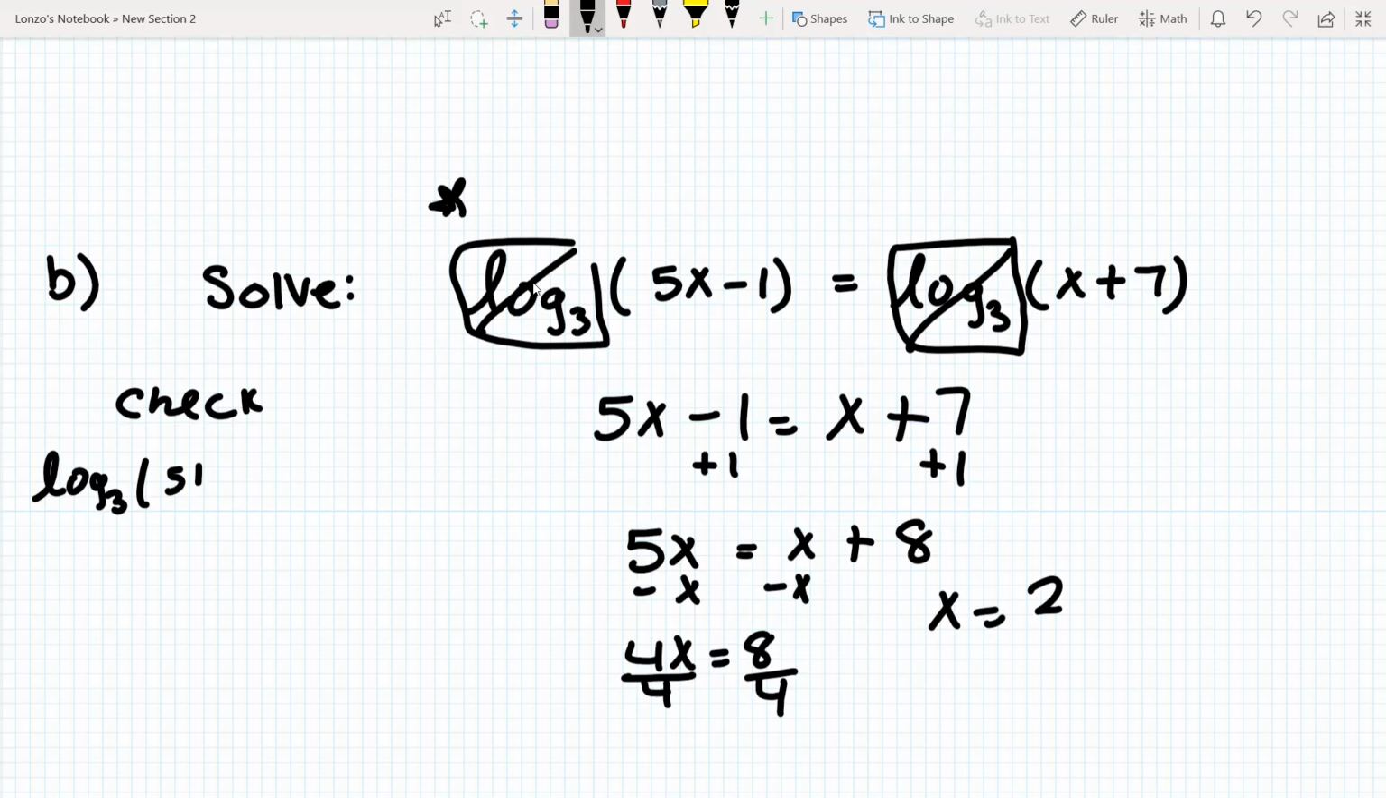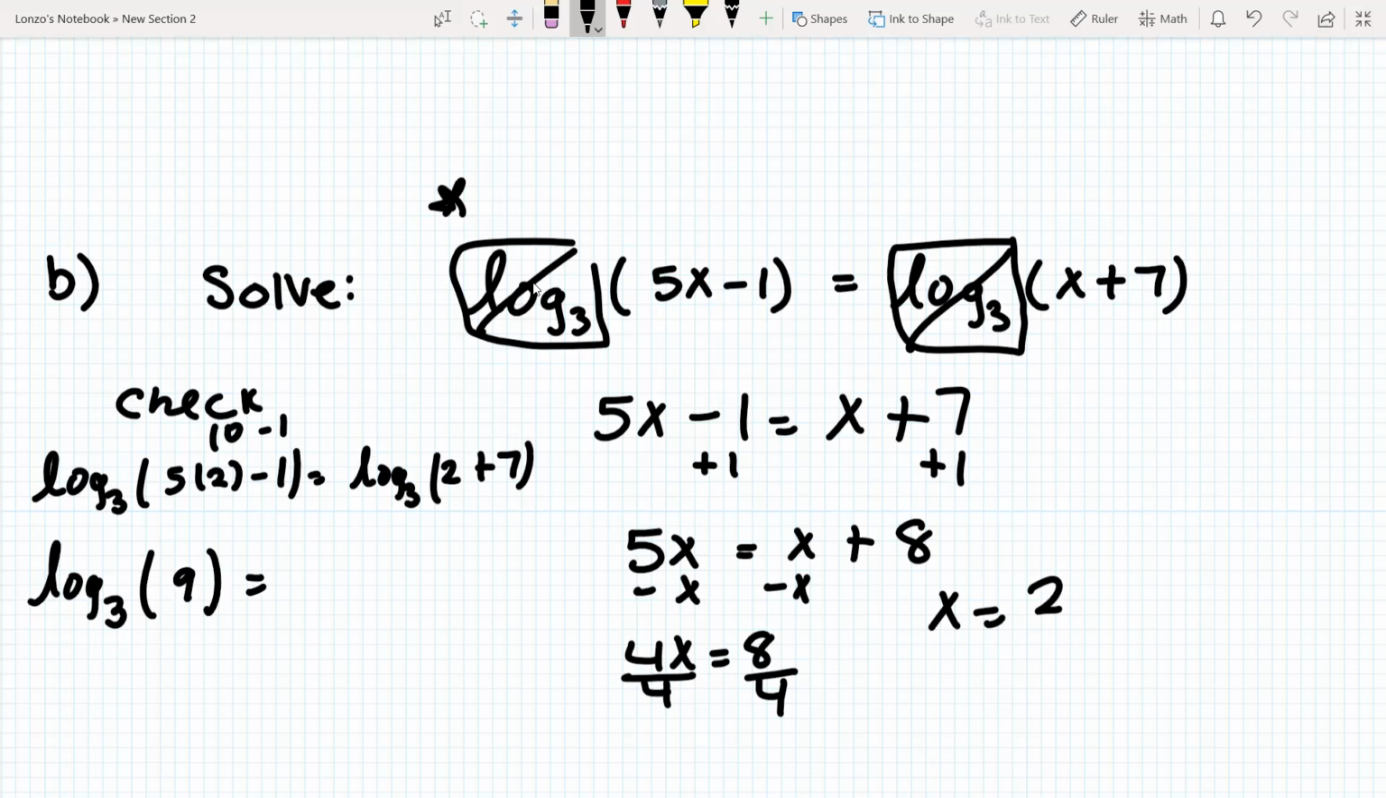So that's 5 times 2 minus 1 equals log base 3 of 2 plus 7. So it's going to be log base 3, and then 5 times 2 is 10 minus 1, that's 9, equals log base 3 of 2 plus 7 is 9. So we have on the left side log base 3 of 9, log base 3 of 9. You don't even have to cancel log base 3 because they're pretty much the same thing. So this statement is true, so we can conclude that x equals 2.